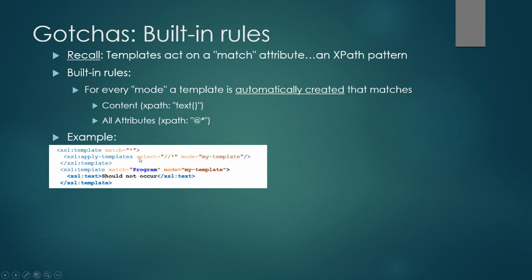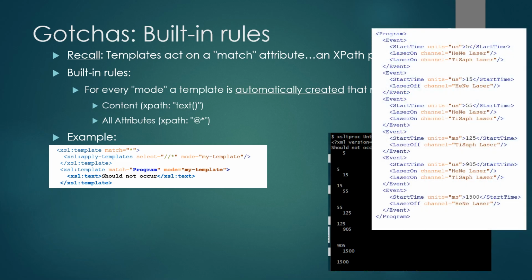And we're going to apply a template on any of its children called my template. Now, I put in a match condition that says we're only going to do this with a program. If you remember our XML source, we only have one program tag. And all this should do is say the text, this should not occur.